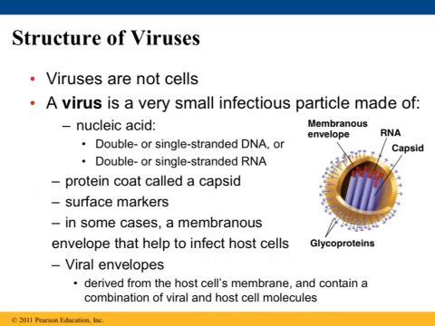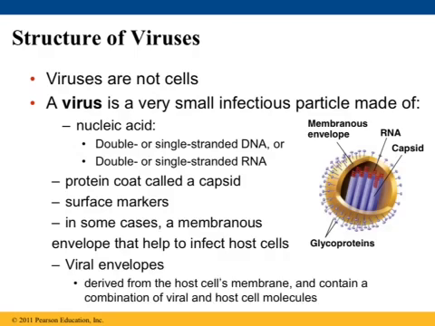So in terms of structure, viruses are not cells. They're very small infectious particles that are made up of several parts and pieces. The most important parts and pieces would be the fact that they have genetic material in the form of nucleic acids. Now they can have either DNA or RNA, and their DNA or RNA come in two forms, double or single-stranded, so it just depends.